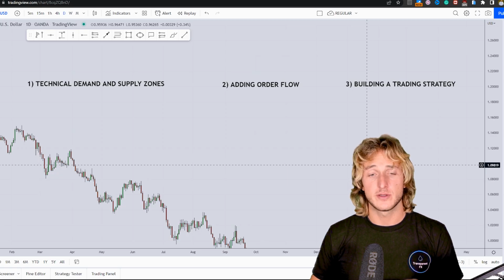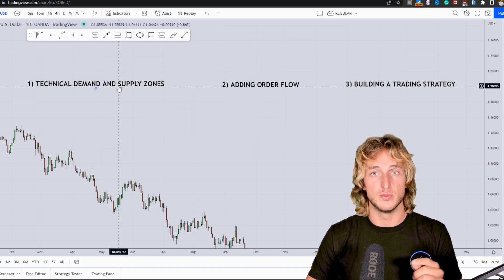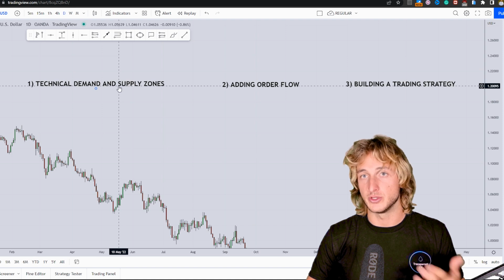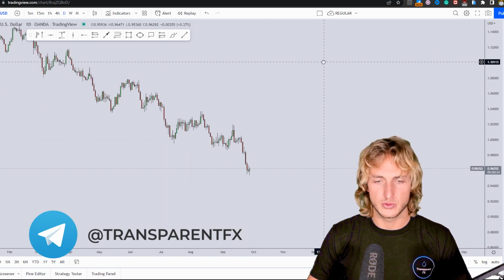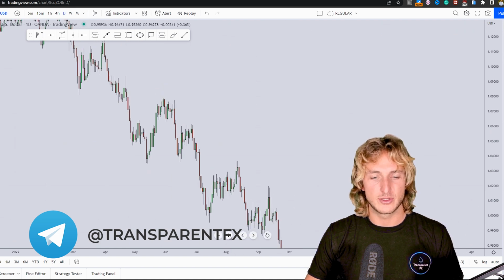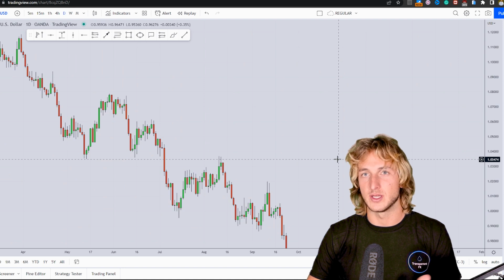Okay, so starting from the first section, the technical side of supply and demand areas. So how to spot them and how we can actually use them. Now, when it comes to this concept of supply and demand, it actually determines where you have the probabilities of having a rejection in the market.